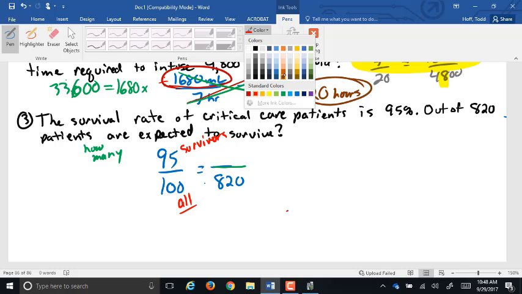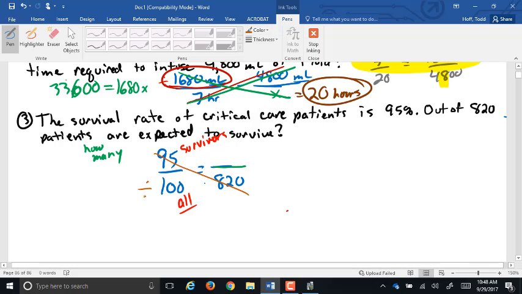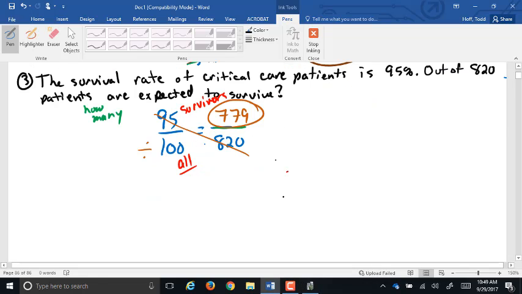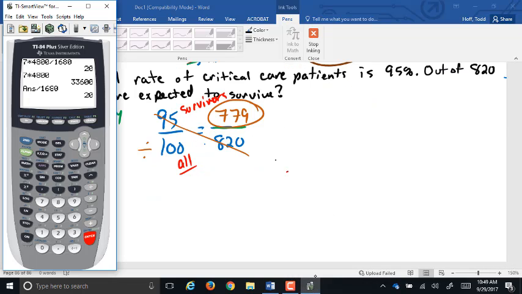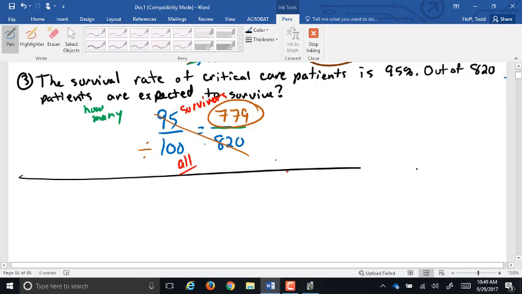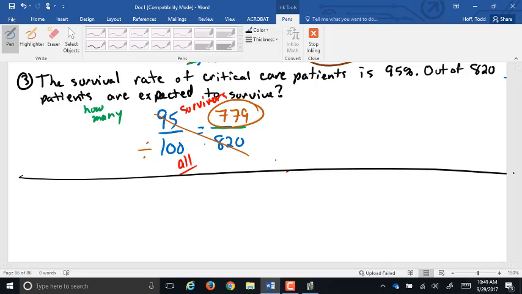We will just cross multiply and divide. What's that? 779? That sounds right. 779 survivors. Any questions on that one? Okay. Because you have to divide by 100. Yeah, get rid of the 2 zeros. You're there. It's okay. You're close. You've got it.